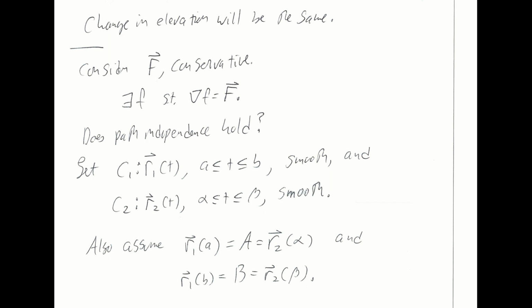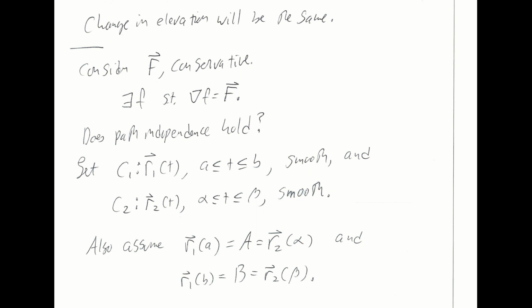So let's think about how this relates to conservative vector fields, this idea of path independence. Let F hat be a conservative vector field. That means there does exist some little f such that the gradient of little f is given by big F hat. That's what it means to be a conservative vector field. It is the gradient field of some potential function. Is path independence going to hold for this vector field?